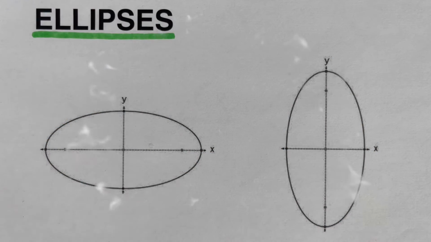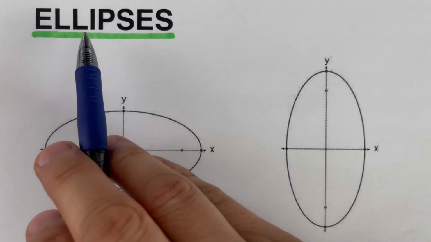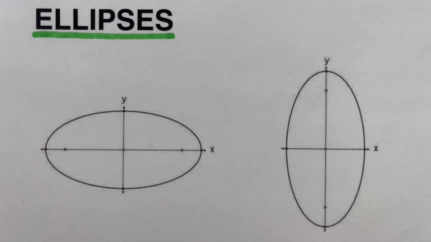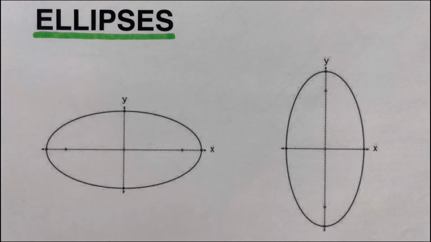Hello everyone. This video will focus on ellipses, and this is the first part. In this part, the example ellipse will have a center at the point of origin, or at (0, 0). Now let's go over the two cases of an ellipse.